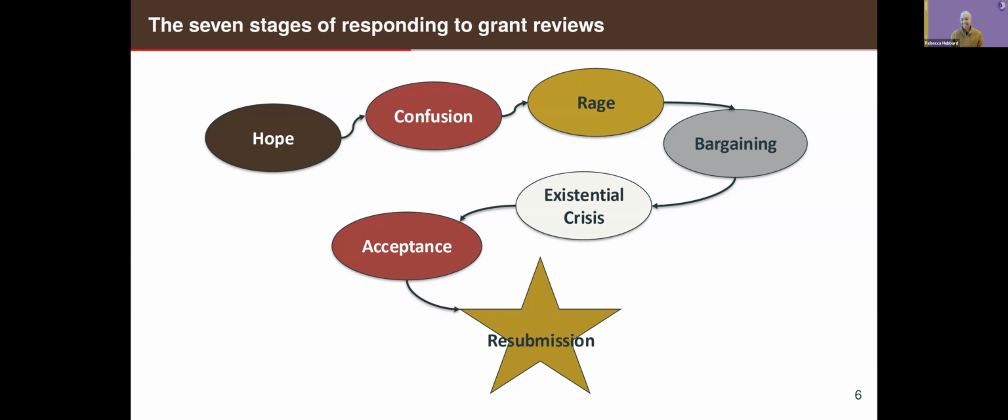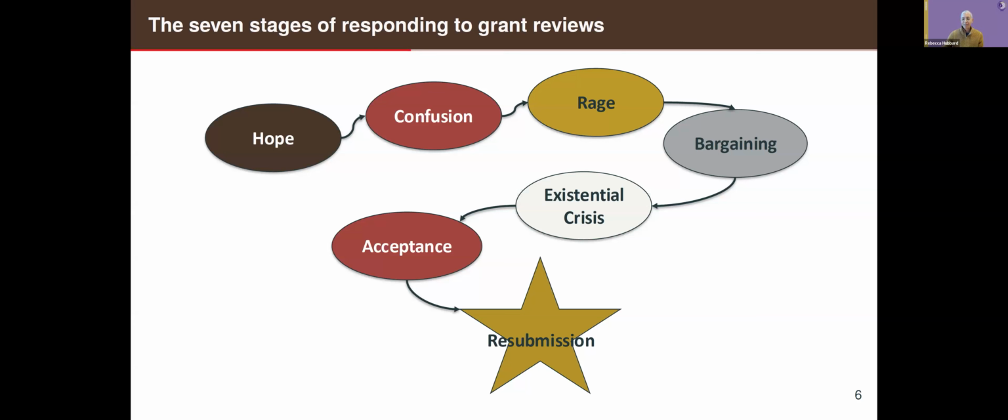But usually the existential crisis passes. I pick myself up off the floor and I say, okay, we've put together a good revision. We've addressed the key reviewer comments. I'm acknowledging that the reviewers made some good points. I think I've been able to address them. I accept that this is the direction that we're going to move forward. And I go ahead and I resubmit that new version of the grant.